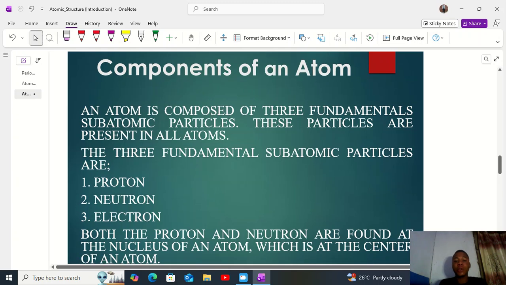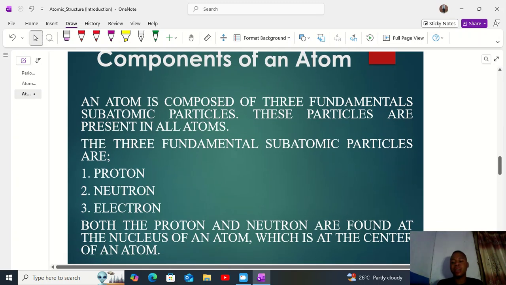The first thing we're going to say is that all atoms, regardless of the atomic number, regardless of the atomic mass, are composed of three fundamental subatomic particles. The atom of carbon has three fundamental particles. The atom of calcium would also have three fundamental particles. The atom of hydrogen would have three fundamental particles.